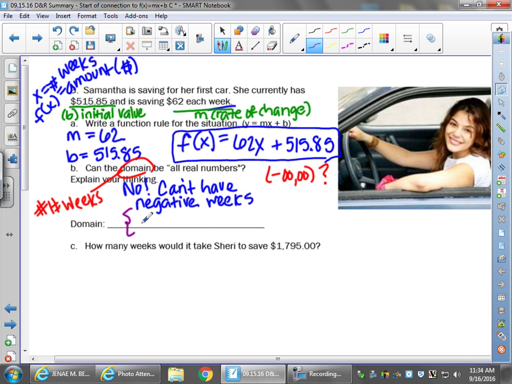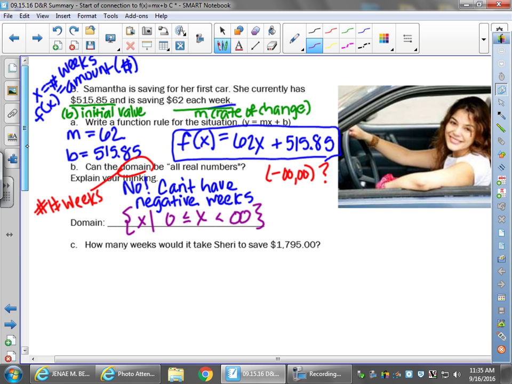So what am I going to write here for my domain? What to what? 0 to 0? 62 is how much you're saving each week. I don't see a limit on the weeks, so this is going to go to what? Forever. Infinity. Good job. So this is just helping us remember, even though this doesn't give me a specific restriction, the real world will always restrict it somehow. Can't have negative weeks.